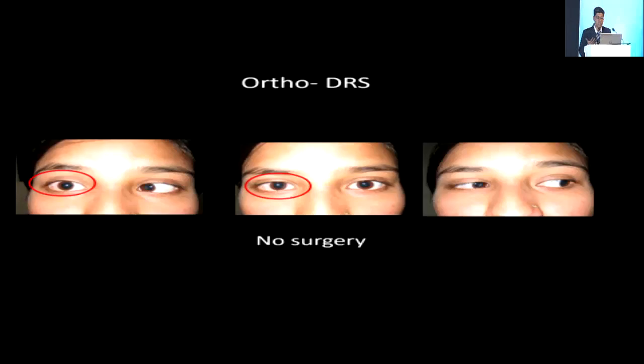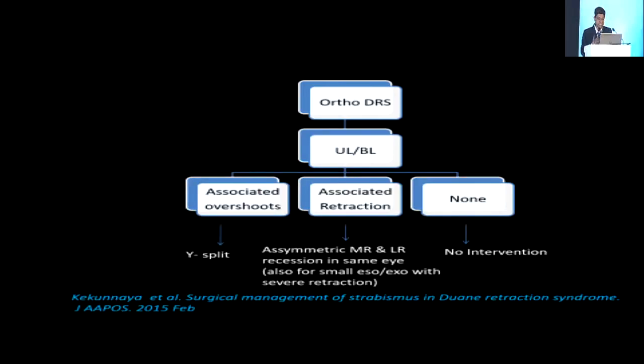Finally, orthodwans, you would not touch unless there is retraction. And if there is retraction in orthodwans, then you will have to do again differential recession of the lateral rectus and the medial rectus so that there is no consecutive deviation in the post-op period. So you only do surgery if there is significant retraction in orthodwans, and that is the only indication for intervention.